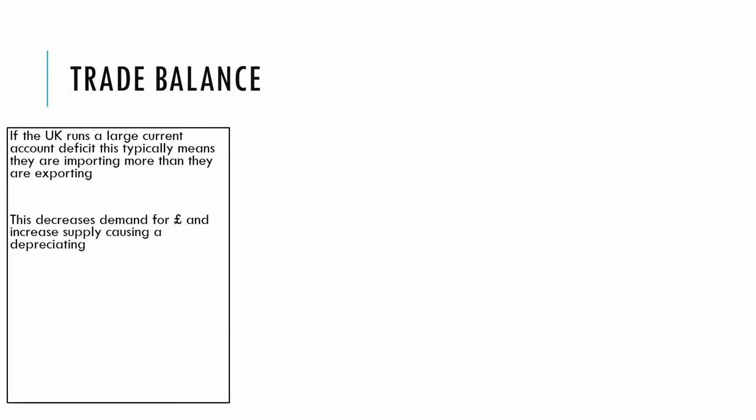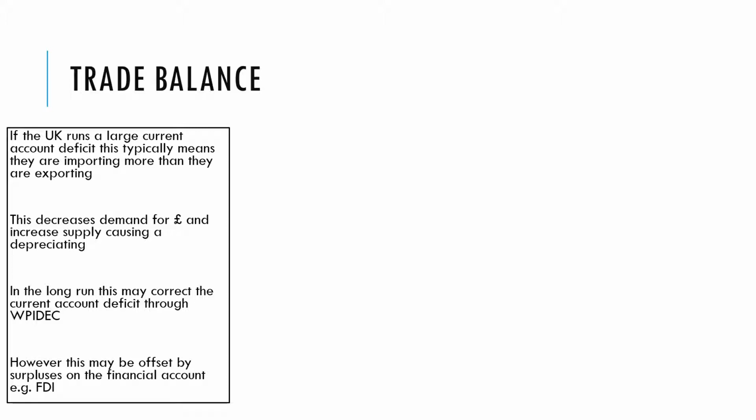Now our final factor that might influence the exchange rate is the trade balance. So by trade balance we mean the balance between imports and exports. So if the UK runs a large current account deficit, this typically means they're importing more than they are exporting. This decreases demand for the pound and increases supply, causing a depreciation. In the long run, this may correct though, because as the pound weakens, it makes imports more expensive and exports cheaper, which might help balance the current account deficit in the long run.